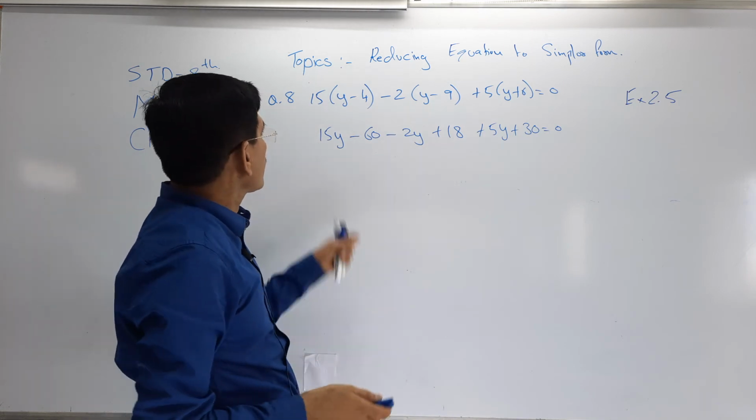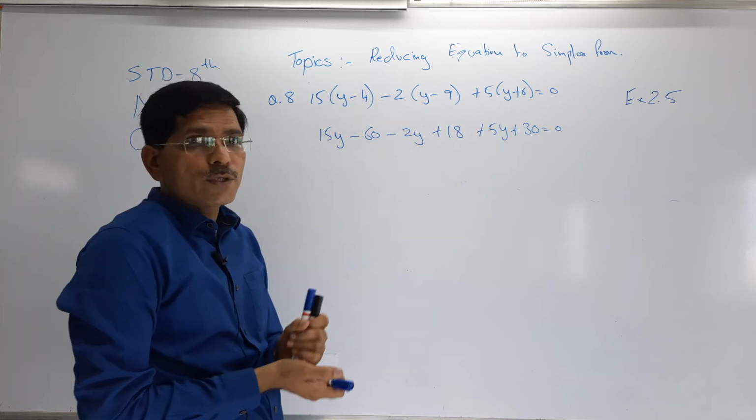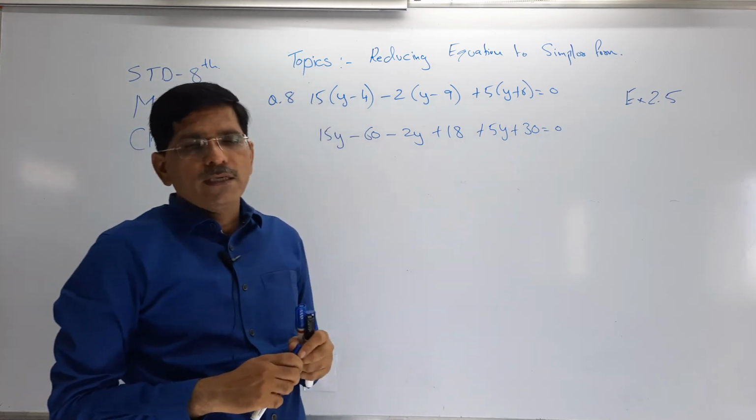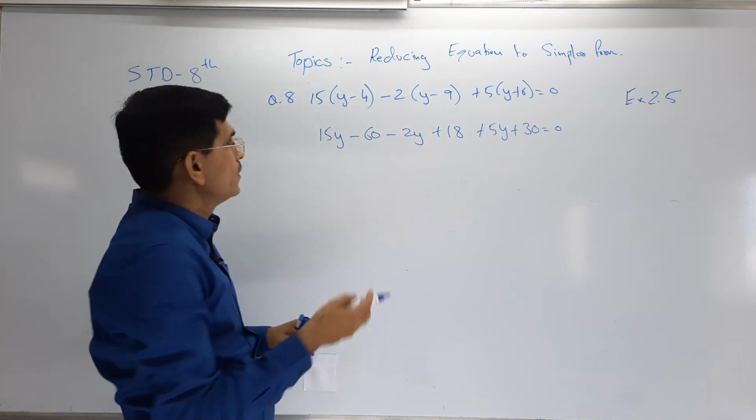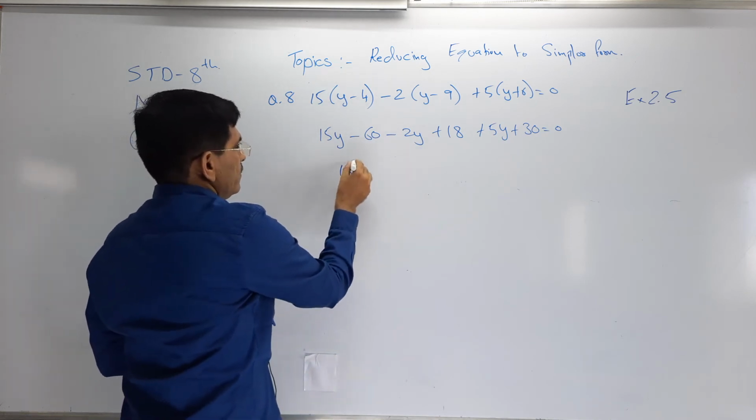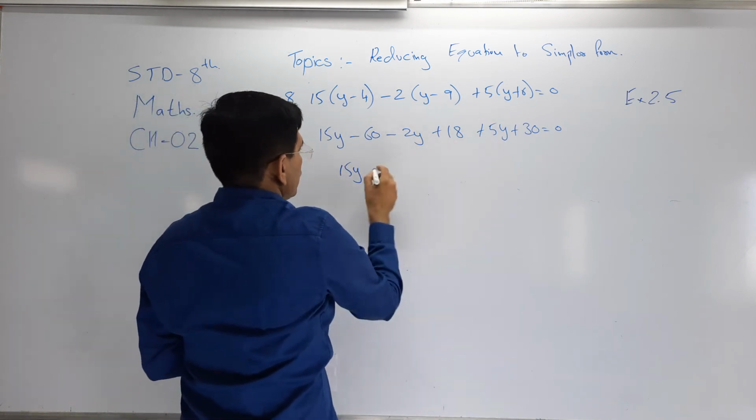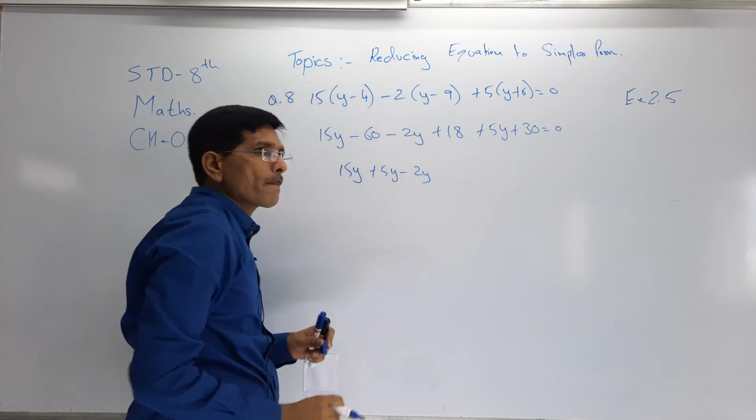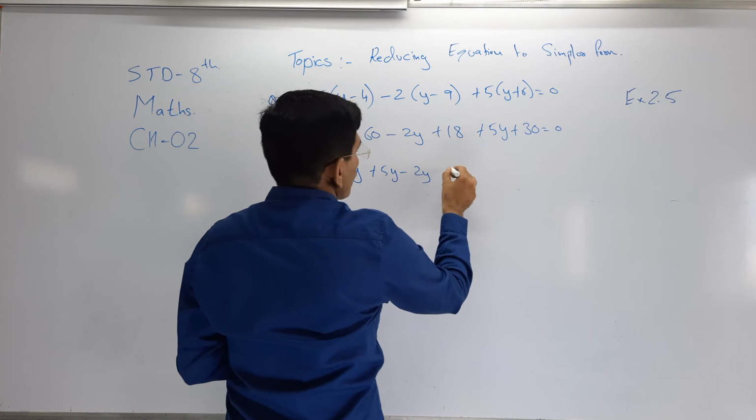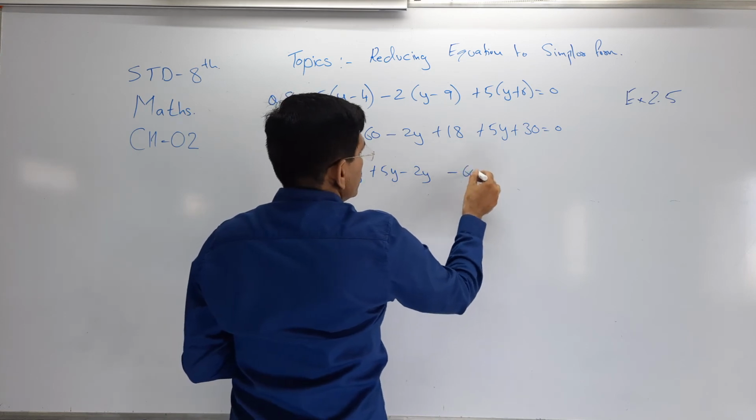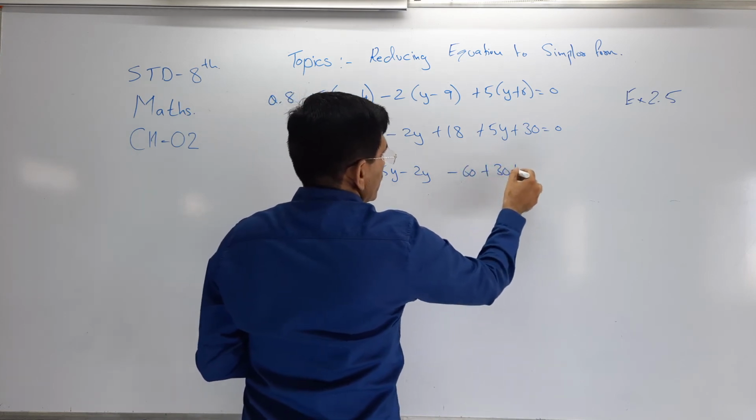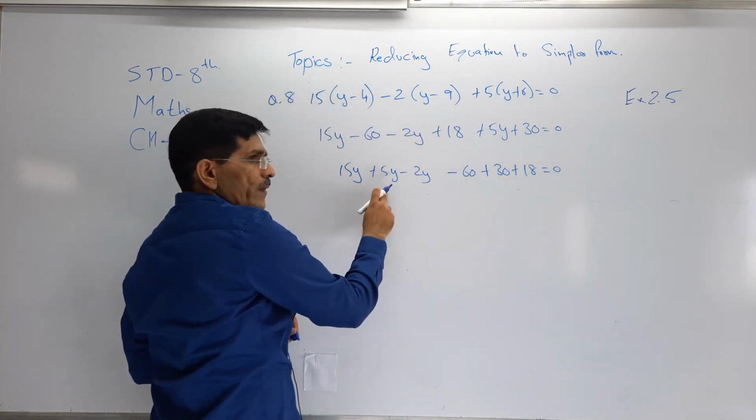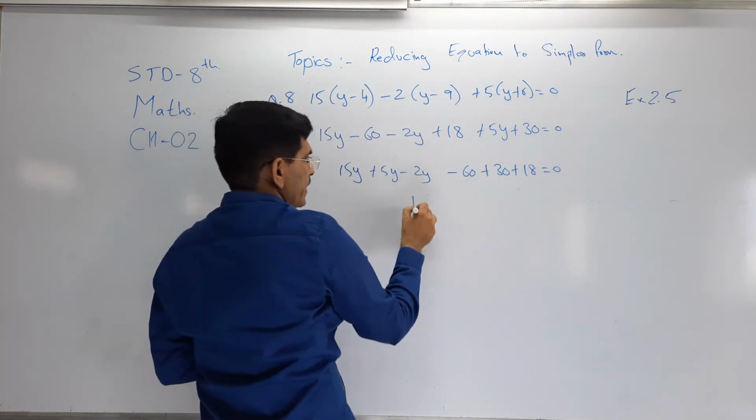Now 15y, 2y and 5y I have to write near each other. Why? Because they are variable terms. So 15y plus 5y minus 2y. Now the constant terms: minus 60 plus 30 plus 18 is equal to 0. Now 15 plus 5 is 20, 20 minus 2 is 18y.